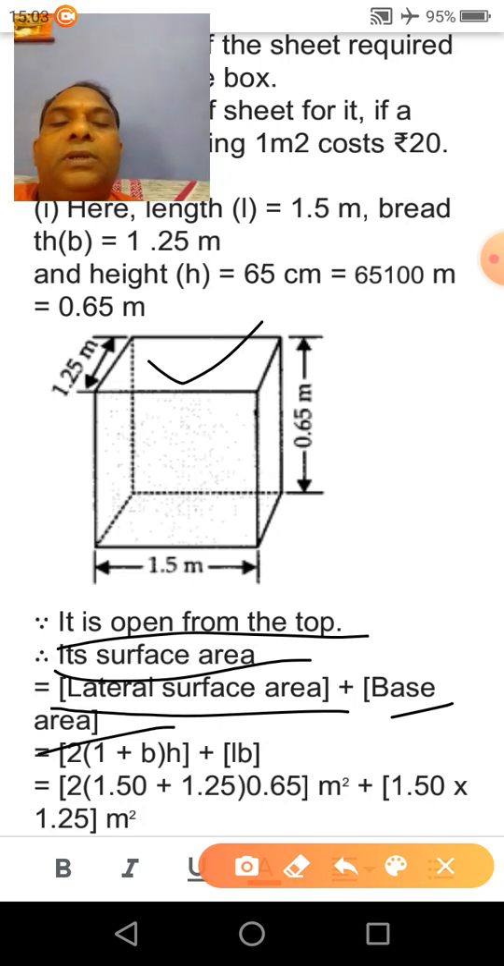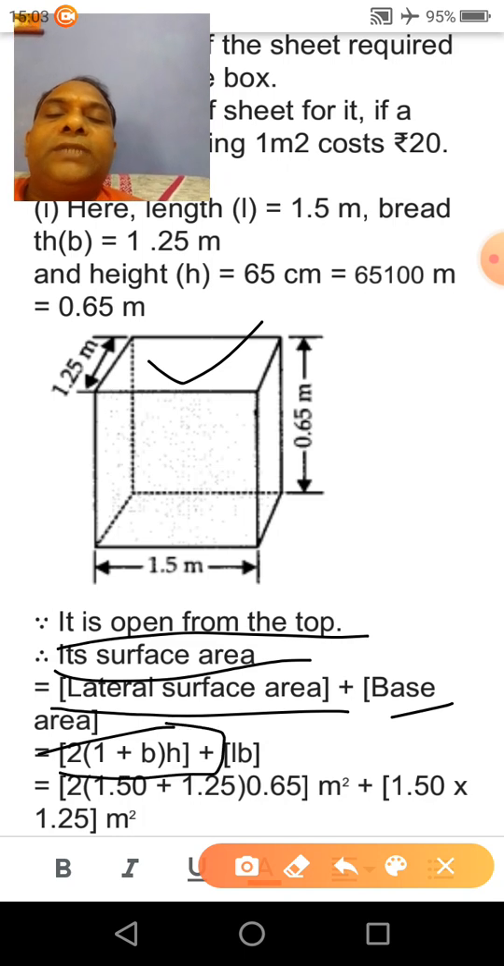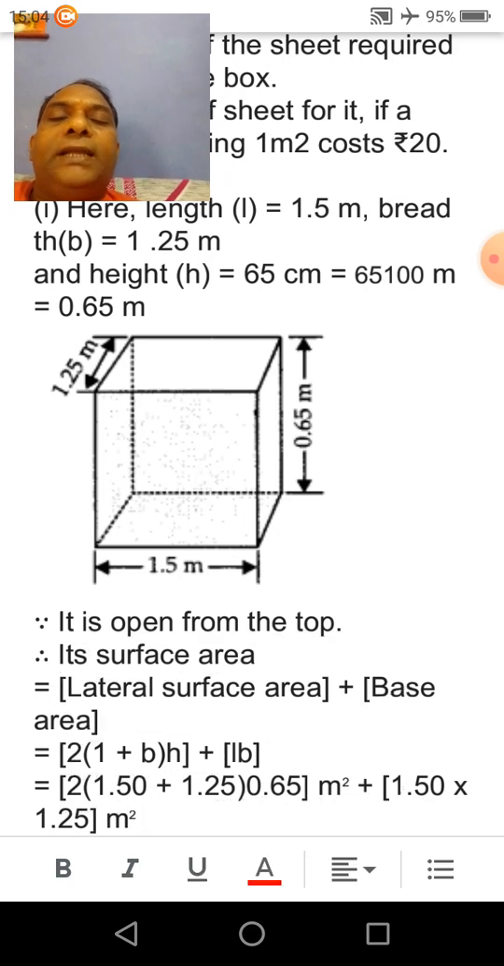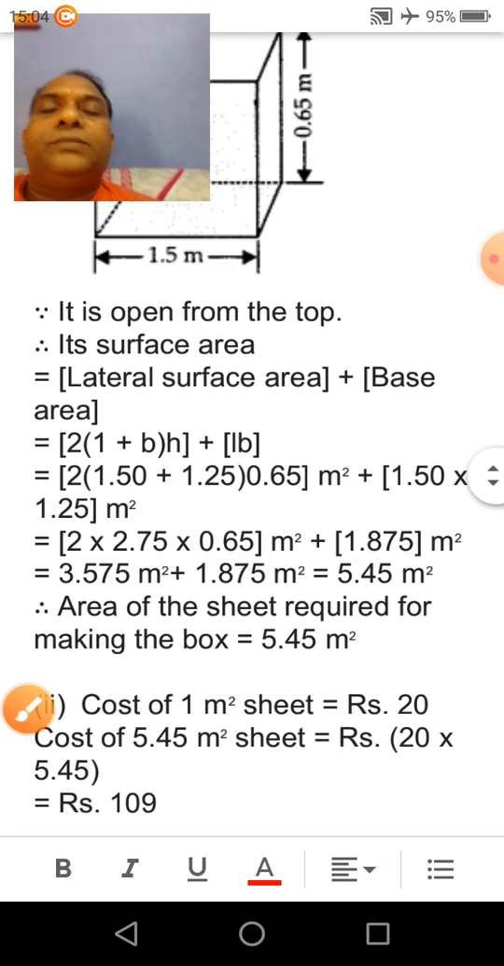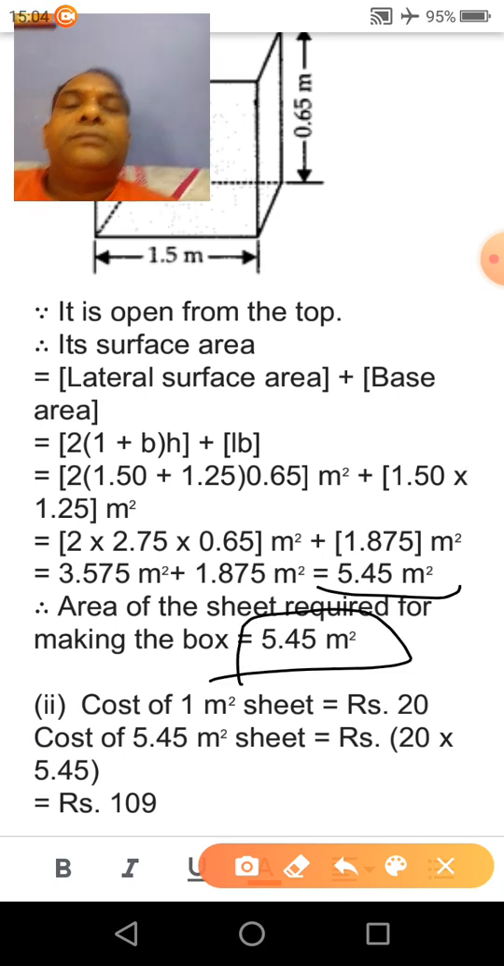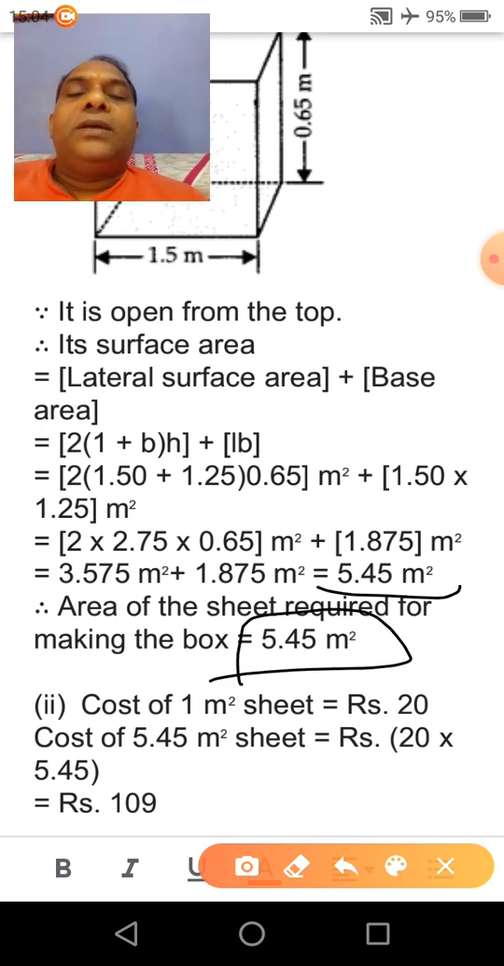Clear? So lateral surface area is 2 into (L plus B) into H, and plus base area is L into B. Now put the value of L, B and H and calculate it. Then you can find area of sheet required. Clear? Which is 5.45 meter square.